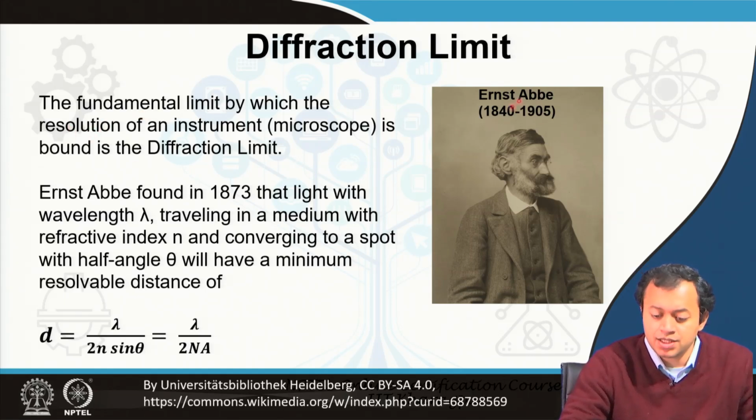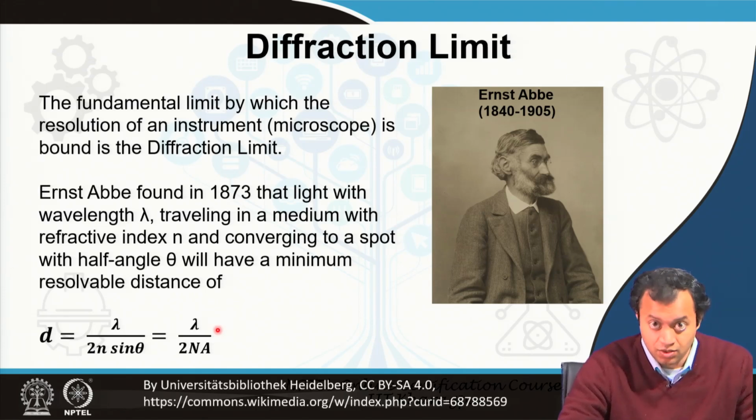This gentleman, Ernst Abbe, in 1873, working at, I believe, the University of Jena, figured out that the minimum distance a microscope can actually resolve is given by this formula: lambda by 2 n sin theta. n is the refractive index, usually 1 for air, and theta is the cone half angle, so basically 2 NA. The maximum value of sin theta can be 1, and n is also 1. So lambda by 2 NA is approximately equal to lambda by 2.